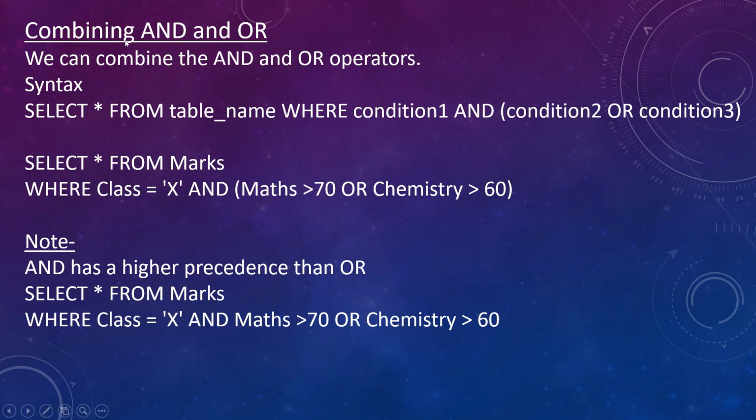Again, this we have already seen, we can combine AND and OR. So we will not discuss it again, but you can see how we can combine: select star from marks where class is 10th and (marks in maths greater than 70 or marks in chemistry greater than 60). Since I have used a bracket here, this will first evaluate this particular part, and if either of the conditions is satisfied, that will be matched with class 10th.